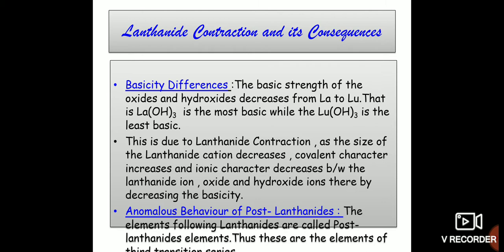And the last and third consequence is the anomalous behavior of post lanthanides. That means abnormal behavior of the post lanthanides, which deviates from the normal characteristics. So what are the post lanthanide elements? The elements that follow the lanthanides are known as post lanthanides.